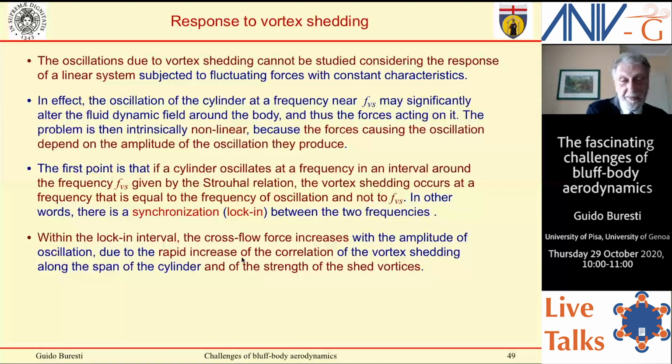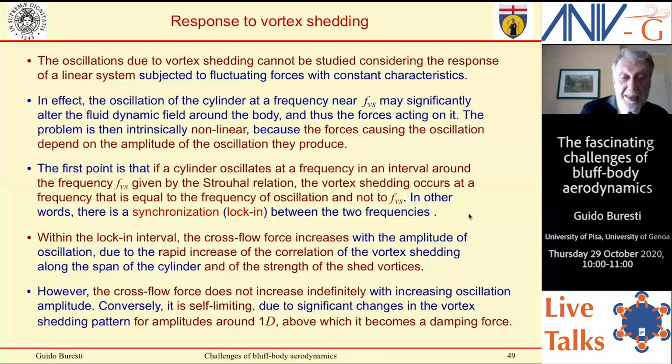And within this interval, the cross-flow force increases with the amplitude of oscillation, and this is a bad thing, due to the rapid increase of the correlation of vortex shedding along the span of the cylinder and of the strength of the vortices. Fortunately enough, this does not increase indefinitely. The phenomenon is self-limiting, because significant changes in the vortex shedding pattern occur for amplitudes above, say, 1 diameter, above which it becomes a damping force.